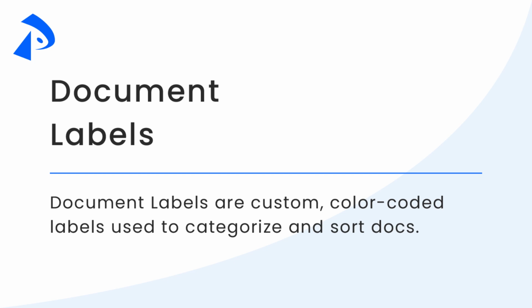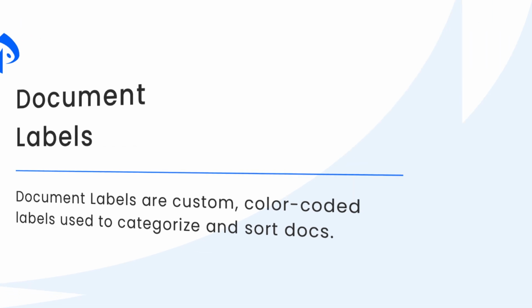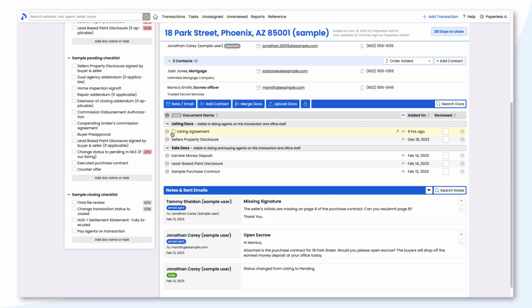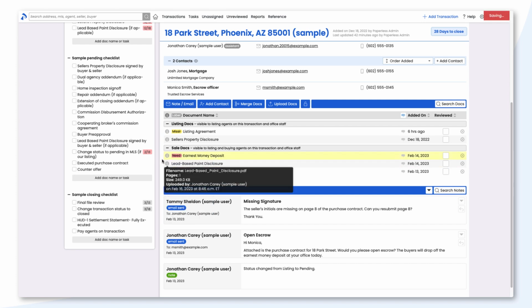Next up, document labels. Document labels are custom color-coded labels you can add to your account that can be used to categorize and sort documents. Common examples of how doc labels are used include highlighting docs that are missing signatures or initials, labeling docs as rejected offers, flagging docs as ready for review by a managing broker, or simply labeling a doc to classify its type, like as an addendum, disclosure, or escrow doc.